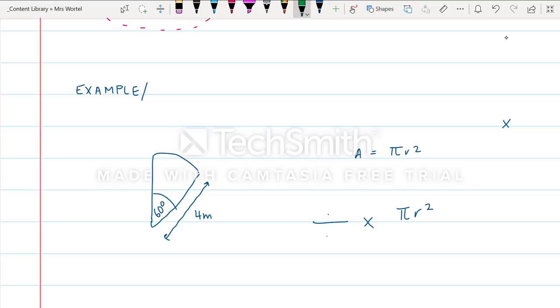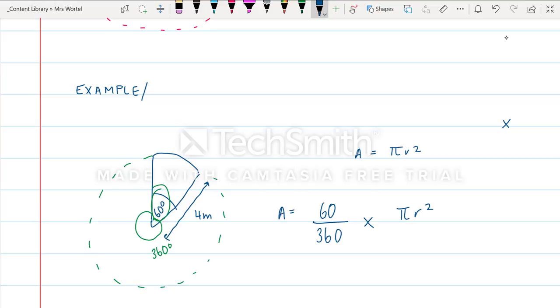Well, if this was a whole circle, we said before, there would be from start all the way back around, 360 degrees. But we've only got 60 degrees of that. So we have 60 out of a total 360 degrees. So that's the fraction of the circle that we've got. We've got 60 out of 360 degrees, and that's how we find the area of this sector.